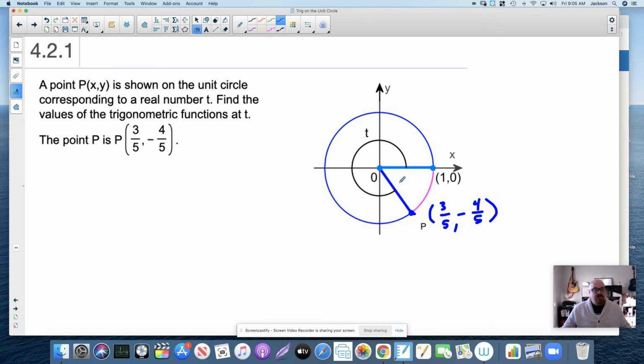Okay. So this is shown on the unit circle corresponding to a real number t. So they're saying that the angle, okay, this angle t, lowercase t, why do they use t? T for theta. Okay, think t is theta. Okay, so the angle here has these coordinates.